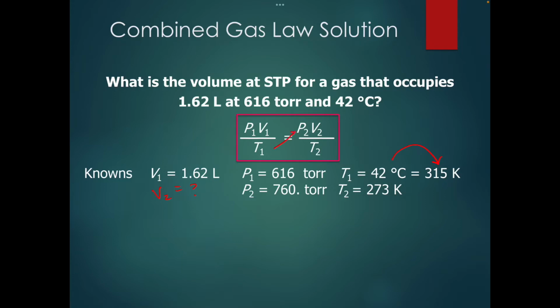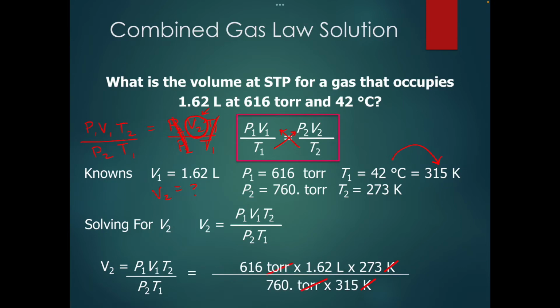So again, first thing I would always do, cross multiply. So we'll get P1 V1 T2 equals P2 V2 T1. And we're solving again for V2, so we'll divide by P2, and those are gone, and T1, so those are gone. So we're solving for V2. So V2 is equal to P1 V1 T2 over P2 T1. So we can plug everything in, and we'll get our answer.